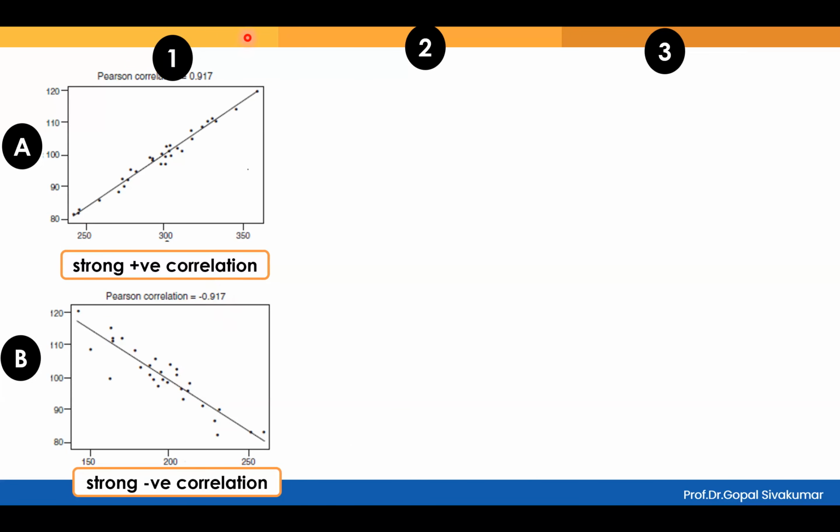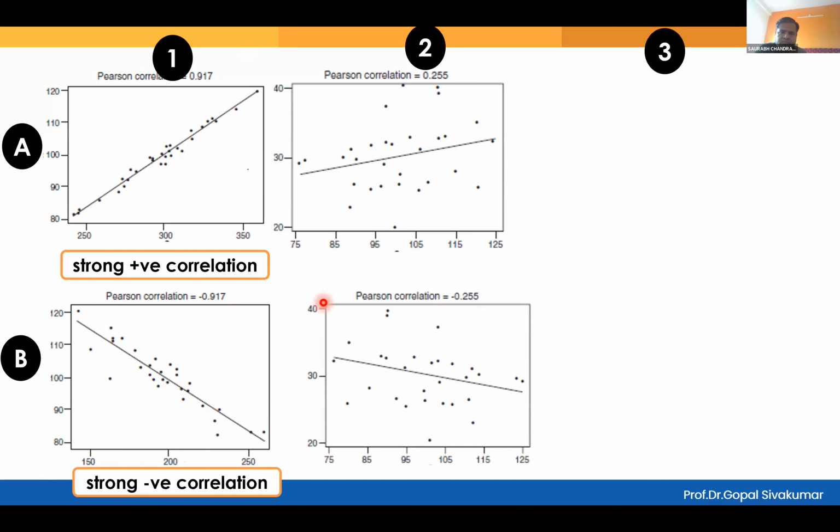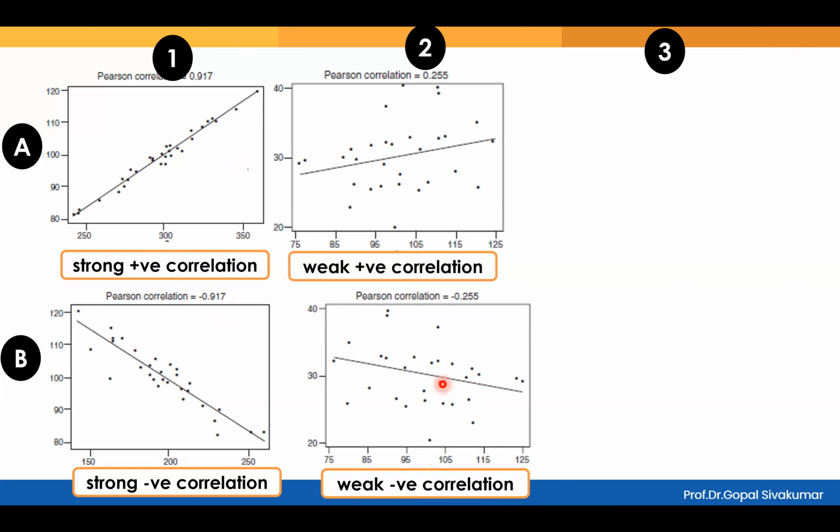Now this one, what is the relationship you are seeing here? It is weak positive. And this is weak negative. It's a downside line, weak negative. Very good.